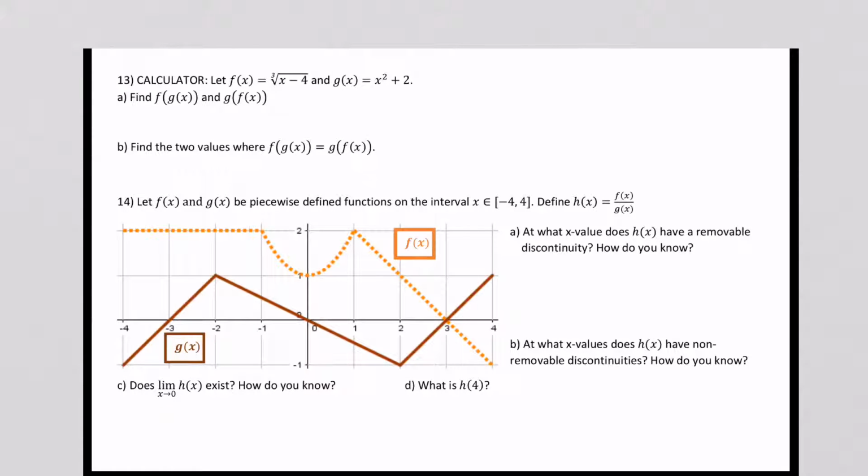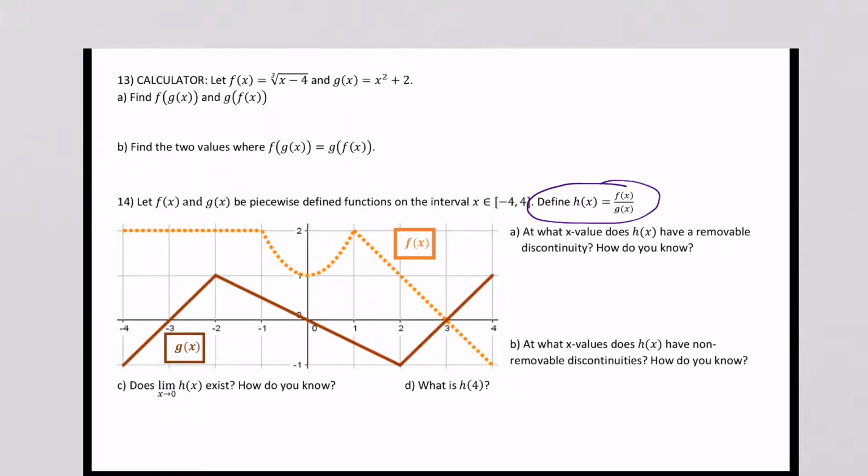Okay, problem number 14. Let f of x and g of x be piecewise defined functions on the interval x is in between -4 and +4. And then we're defining a new function, h of x, to equal f of x divided by g of x. So this is weird. We're getting some new function that we're not looking at. So I can't look at this and know exactly what h of x is going to look like, but I can figure out a lot of things about it.